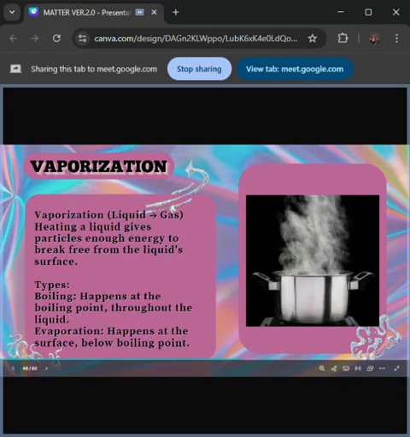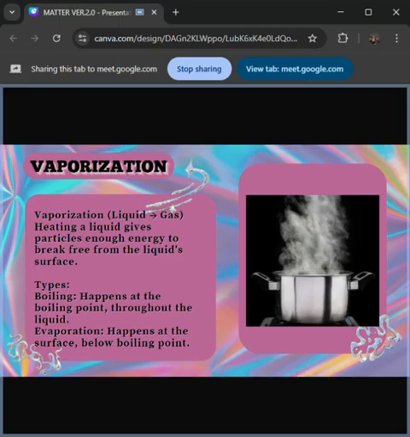Okay, so vaporization, I'm sorry. So vaporization is a process from liquid to gas, which means heating a liquid gives particles enough energy to break free from the liquid's surface. And there are different types. So what happens in boiling? Boiling means that it has reached the boiling point of a liquid, and evaporation happens at the surface below the boiling point.